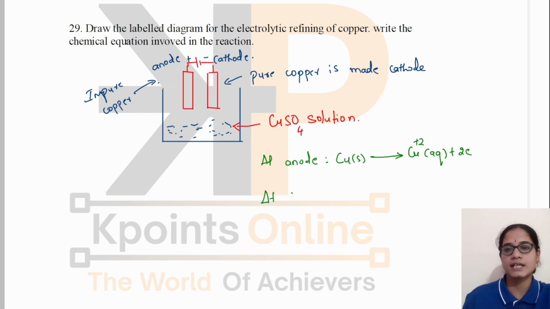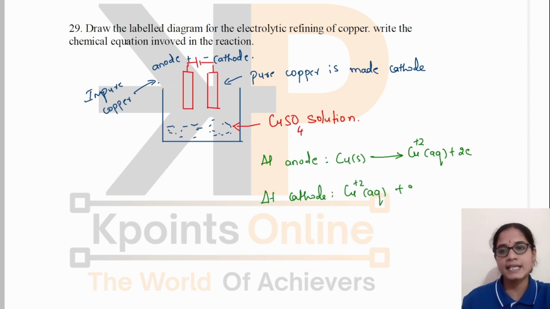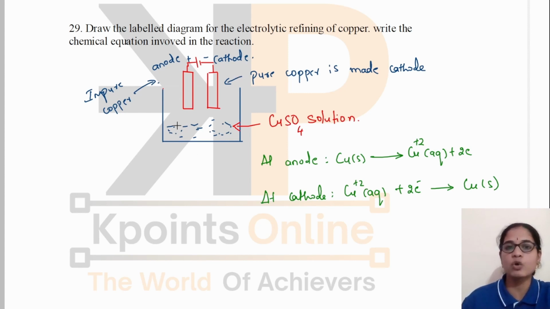What happens here? At cathode, the Cu2+ ions are attracted, they gain electrons. Each copper ion will gain 2 electrons to form a copper atom. In this way, the copper is getting deposited on the cathode. The pure copper from this thin strip of anode starts depositing on the cathode as pure copper. So whatever impurities were present will go into the solution, and the impurities which were insoluble in the solution will settle down as anode mud here.